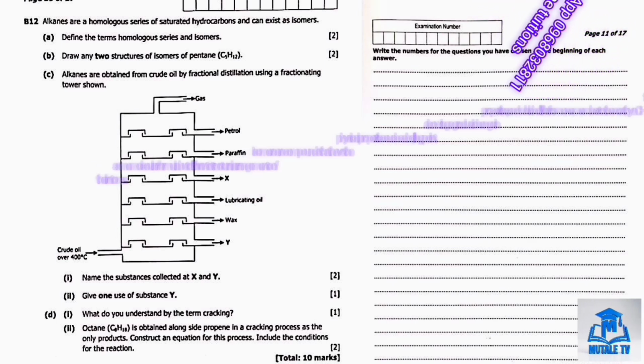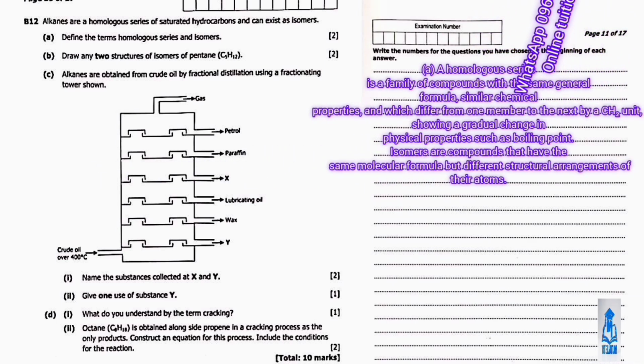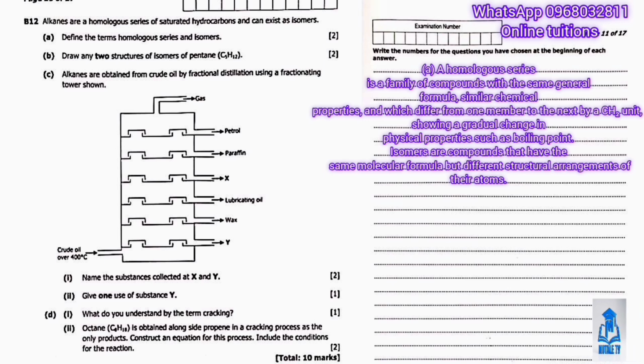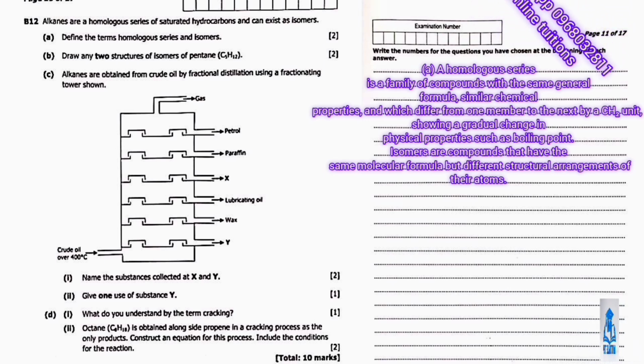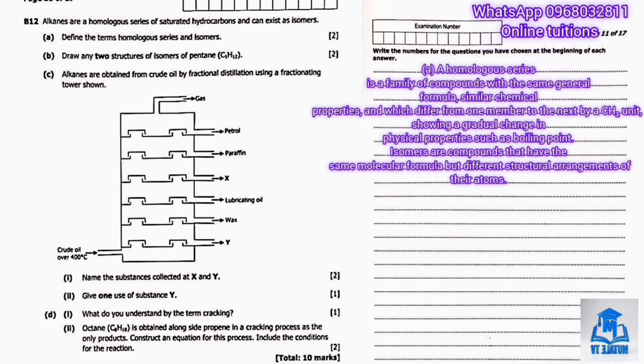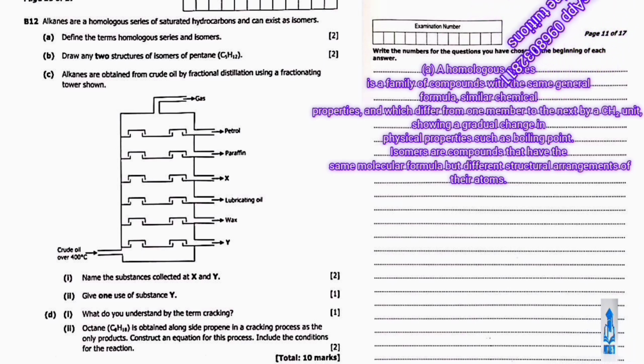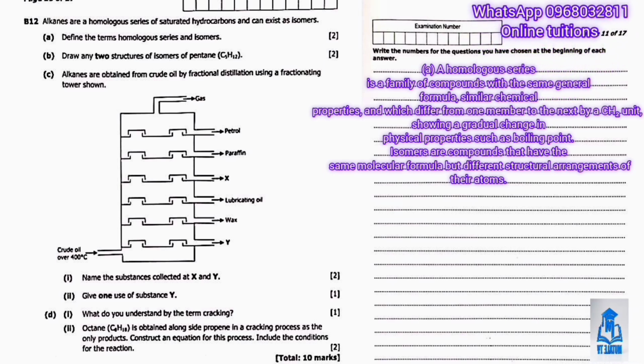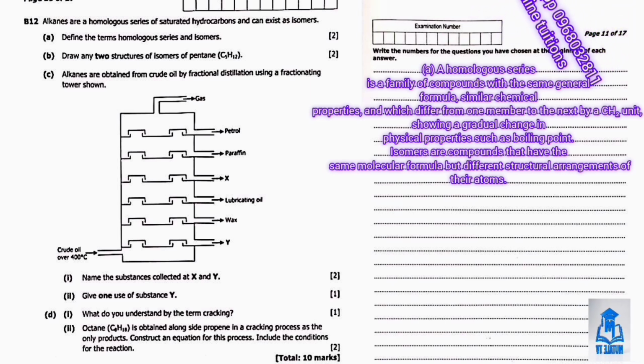A homologous series is a family of compounds with the same general formula, similar chemical properties, and which differ from one member to the next by a CH2 unit, showing a gradual change in physical properties such as boiling point. Isomers are compounds that have the same molecular formula but different structural arrangements of their atoms. So that's the definition there.